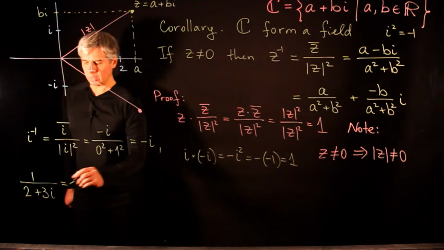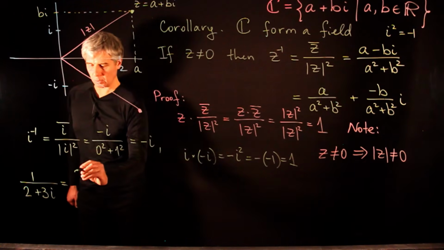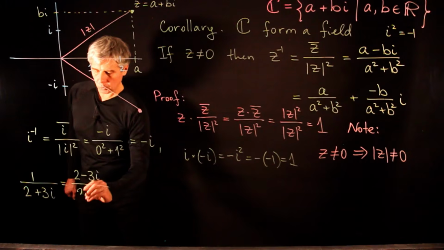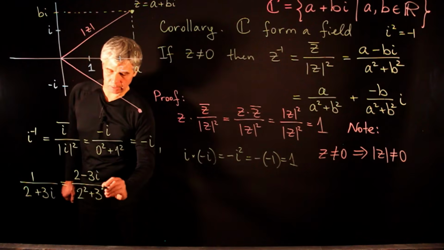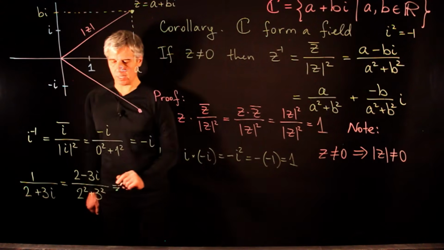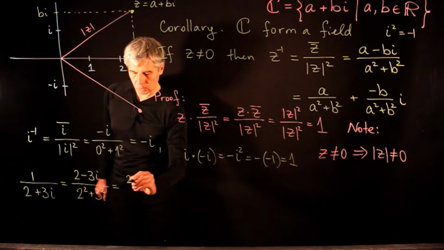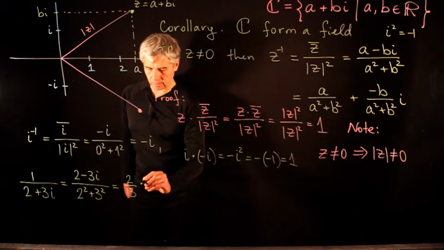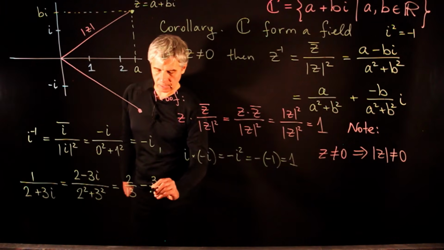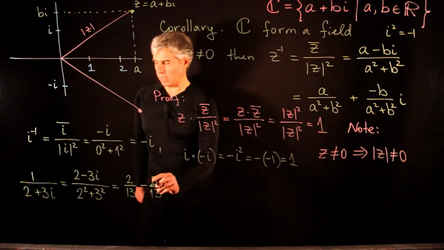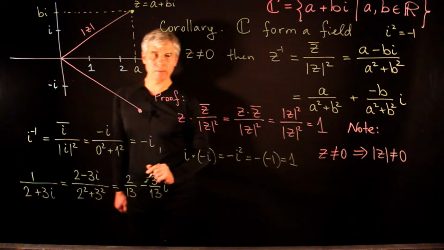So here we take the conjugate of this number, so it will be 2 minus 3i, over 2 squared plus 3 squared. And so here we have 9 plus 4, that's 13, and we get 2 over 13 as a real part, and minus 3 over 13 times i. And so this is the inverse of 2 plus 3i.